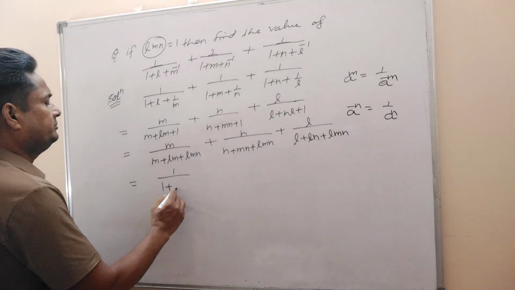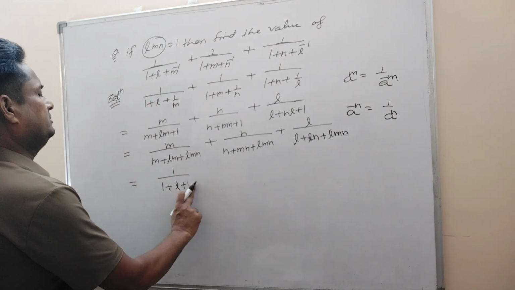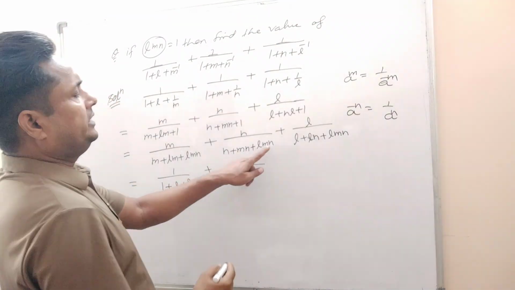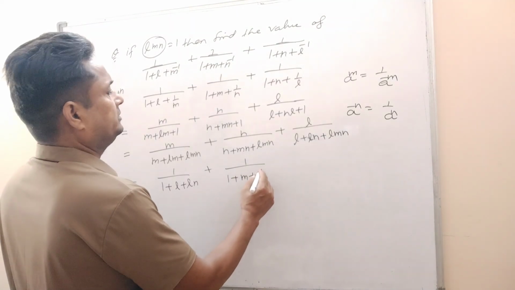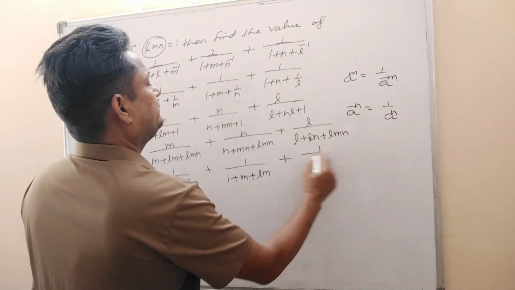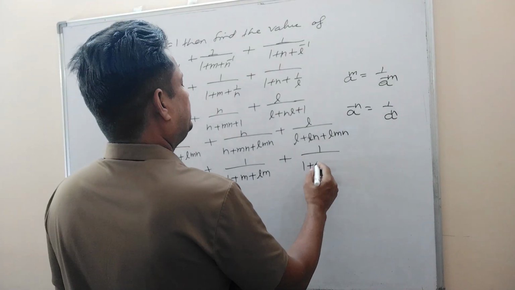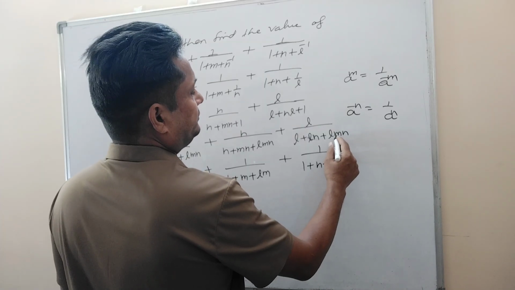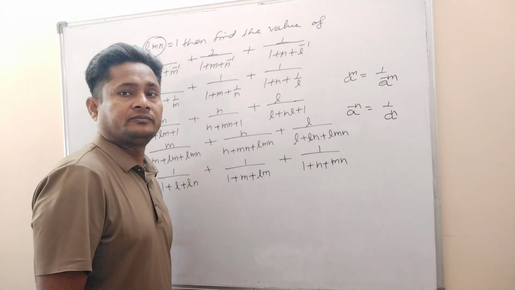So this will be 1 plus l plus ln, plus, take n common from denominator, n cancel out. So this will be 1 plus m plus ln, plus, this will be how much? 1 plus n plus, if you take n common, this will be 1 plus mn. Right.